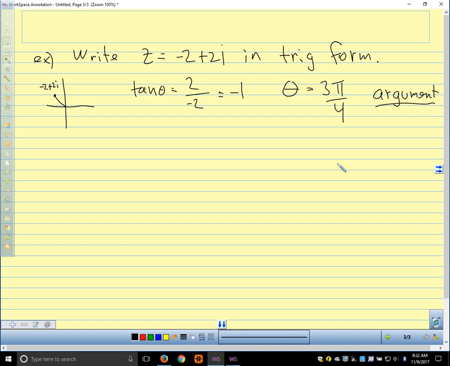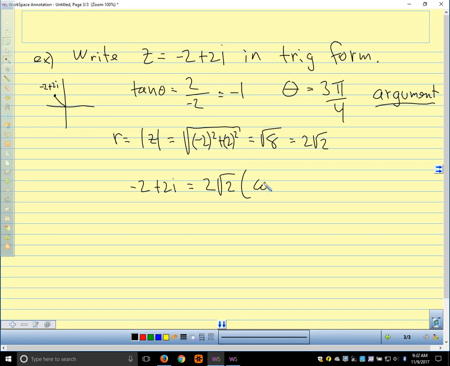We also need to find our modulus. r is the absolute value of z, which is the square root of -2 squared plus 2 squared. So it's the square root of 4 plus 4, the square root of 8, which is 2 square root 2. We simplify. So negative 2 plus 2i equals, in trig form, 2 square root 2 times cosine 3 pi over 4 plus i sine 3 pi over 4. Two different ways of writing the same number.